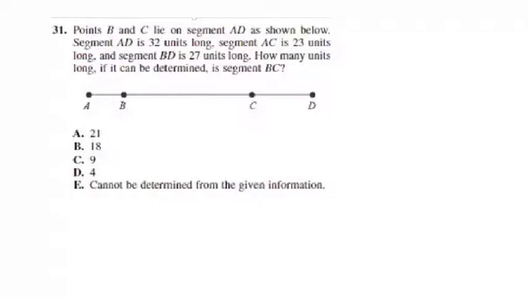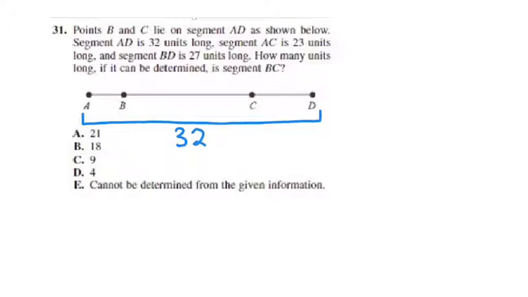Alright, the spell ringer is an ACT problem. Okay, we're using segment addition, which we've been doing. It says points B and C lie on segment AD as shown below. Segment AD is 32 units long, so I'm going to go ahead and label that from A all the way to D is 32.